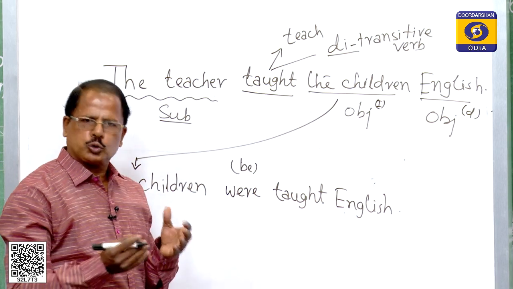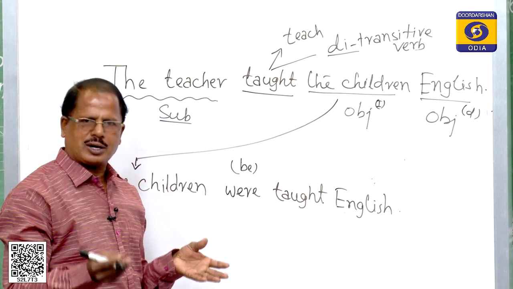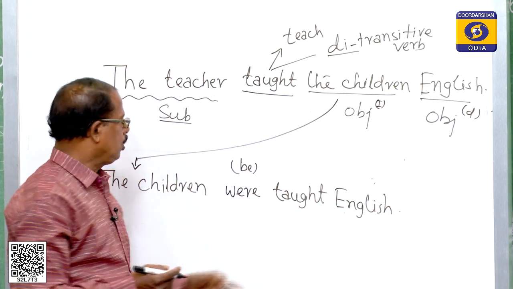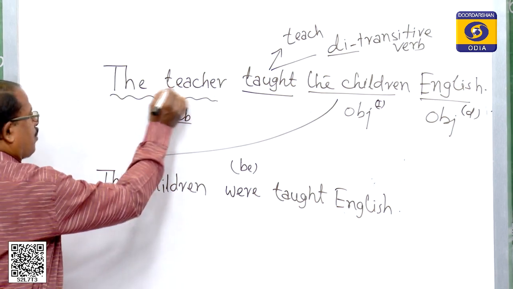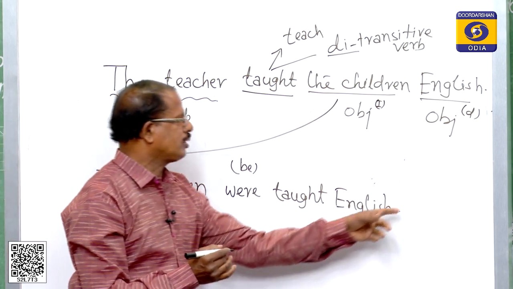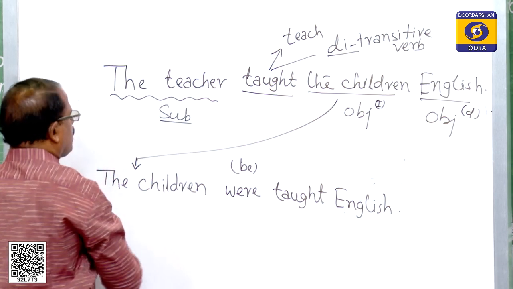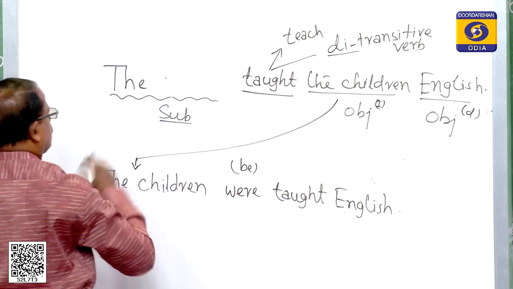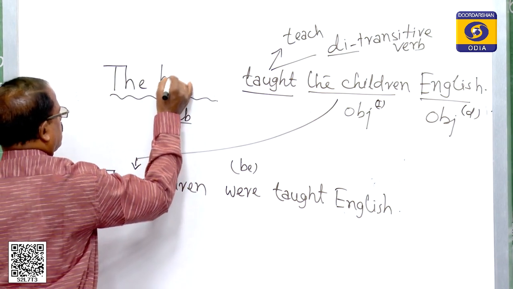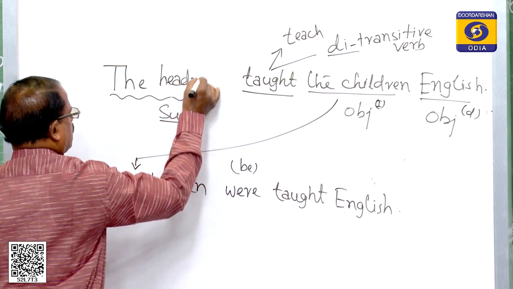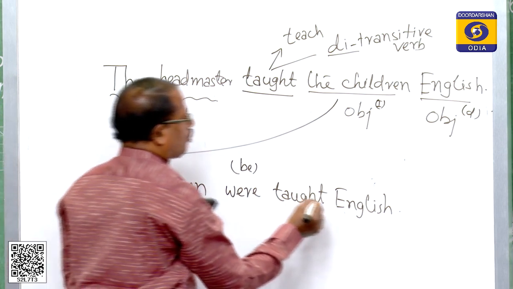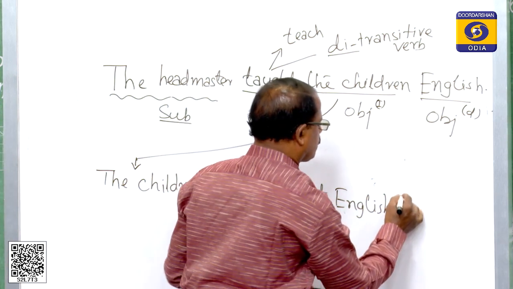We have already discussed that you can also ignore by the teacher, because teaching is usually done by the teacher. This is very general, that is why we can ignore it. But if we change this, the headmaster, we can say the children were taught English by the headmaster. Suppose I change this, I write the headmaster taught English. You just mark this, right. So, the children were taught English by the headmaster.